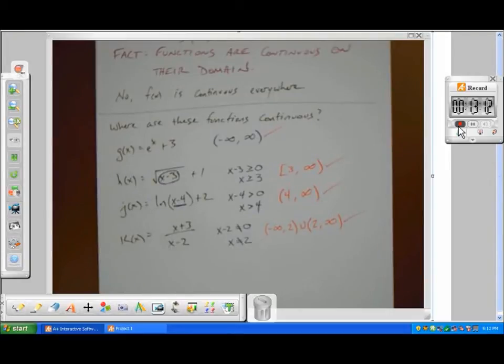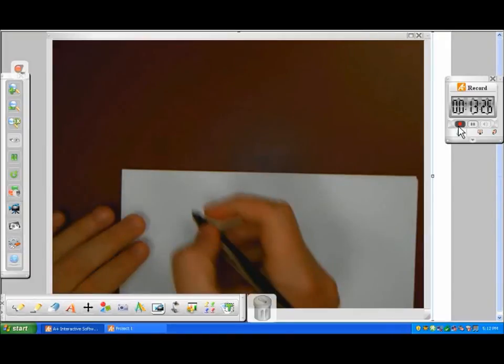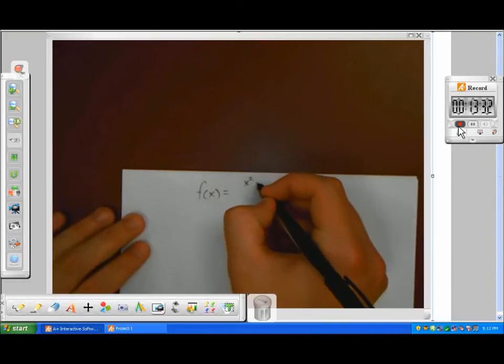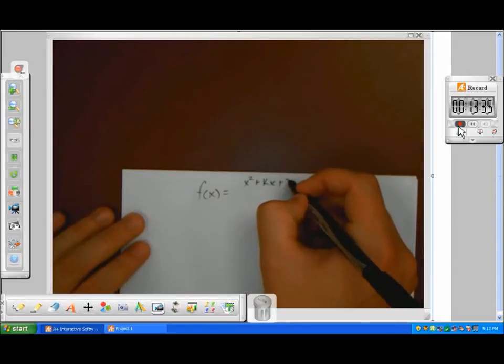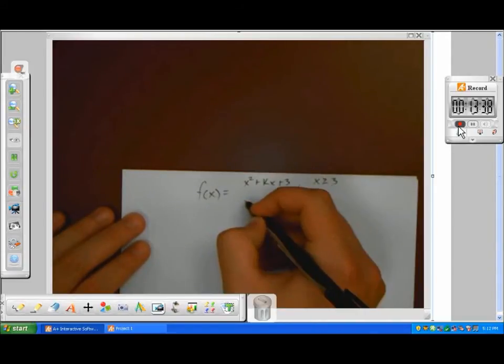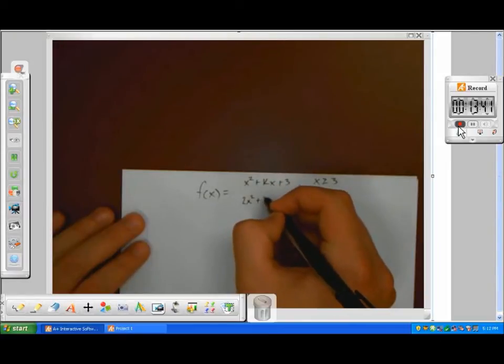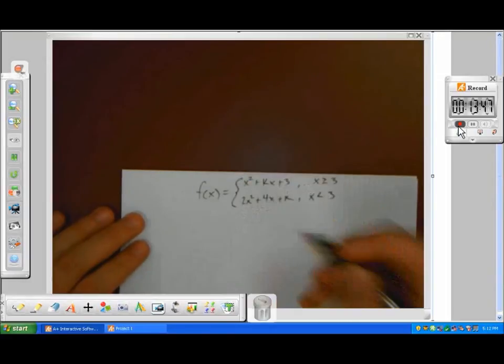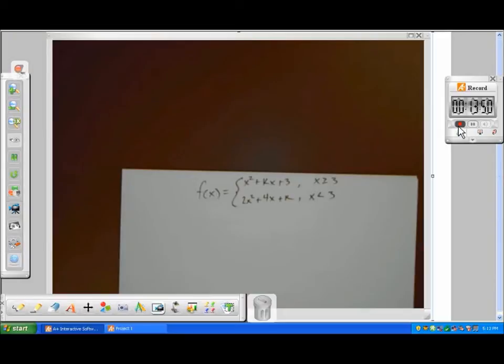The last type of problem that I want to show you is one that you might see on the AP exam, and it questions what particular value or values would make a function continuous. So we're given this piecewise function. F of x equals, and then the top is x squared plus kx plus 3, for x is greater than or equal to 3. The bottom one, 2x squared plus 4x plus k, if x is less than 3. The question is, what value of k makes f of x continuous?